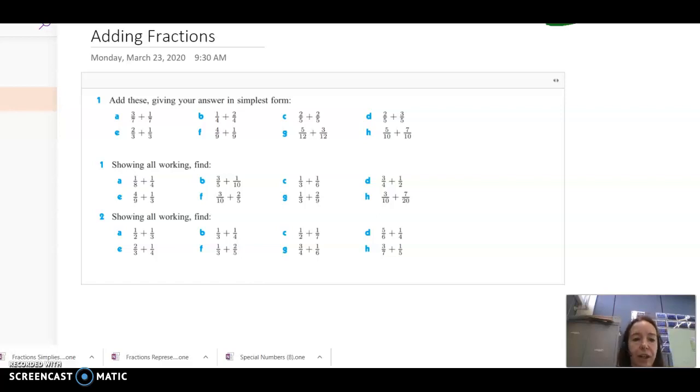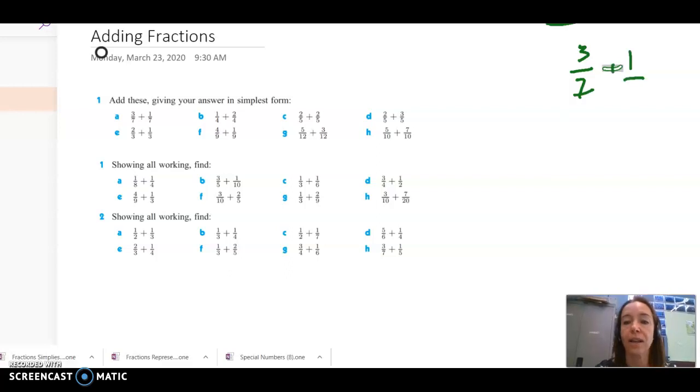When we are adding fractions, we just need to make sure that the denominators are the same. So if I have, as in 1a, 3/7 plus 1/7, altogether I have 4/7. So 3/7 plus 1/7 will give me altogether 3 plus 1 over 7, which gives me 4/7.